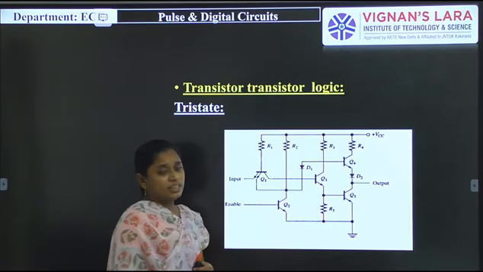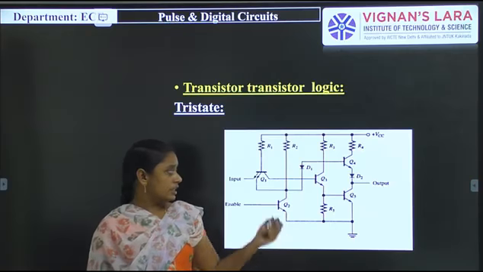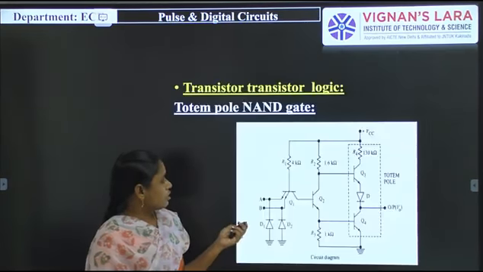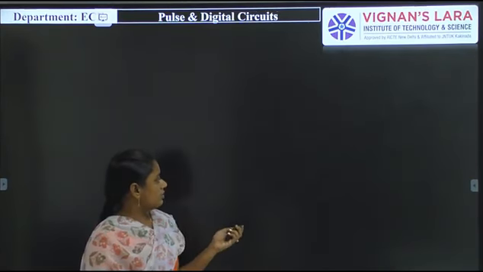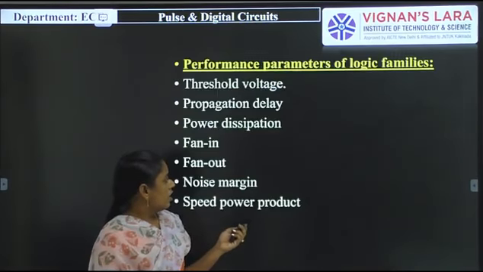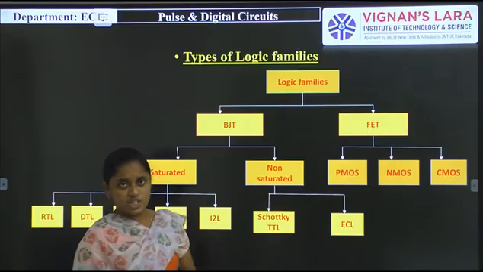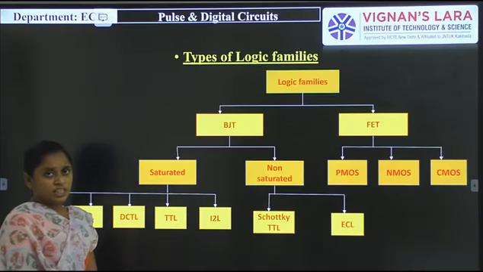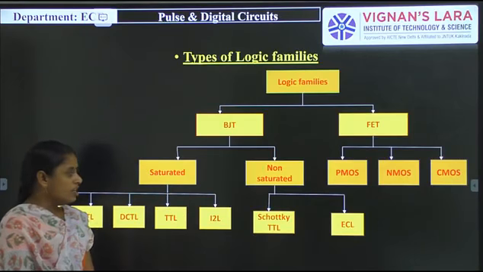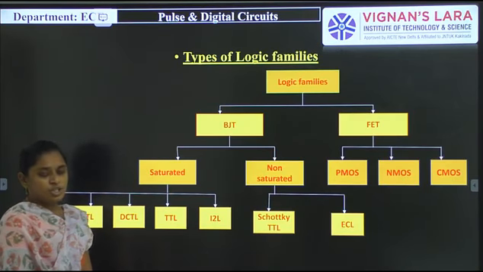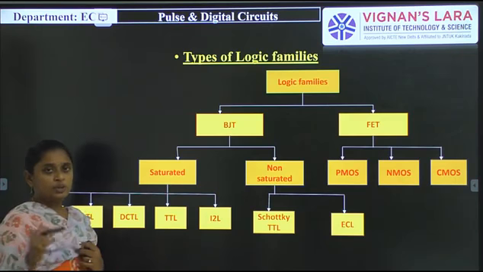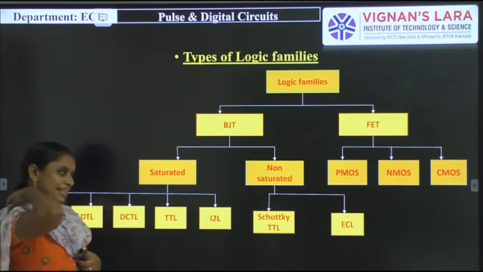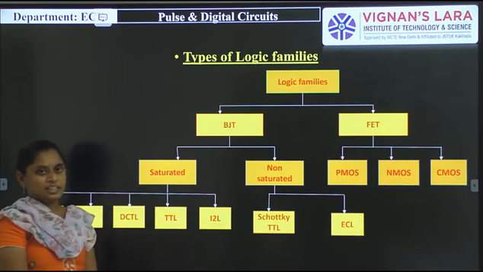And there is another one, that is Schottky TTL. That is one of the unsaturated logic families, a non-saturated logic family. Compared to the saturated logic family, non-saturated logic families are much faster. Why? Because the time taken to go to the non-saturation region is very small. In the next class we will discuss the Schottky TTL.